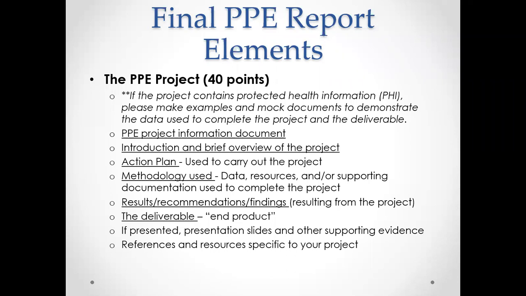The first section is the PPE project, okay, in which I have listed out here. This component of the final PPE report is worth 40 points, and this component of the report should provide the PPE project information document, which you're going to find in the manual. It should provide an introduction and brief overview of the project, your action plan, the methodology you used to complete the project, the results, recommendations, or findings from the project, and then your deliverable. So whatever that end product is, we want to see that.